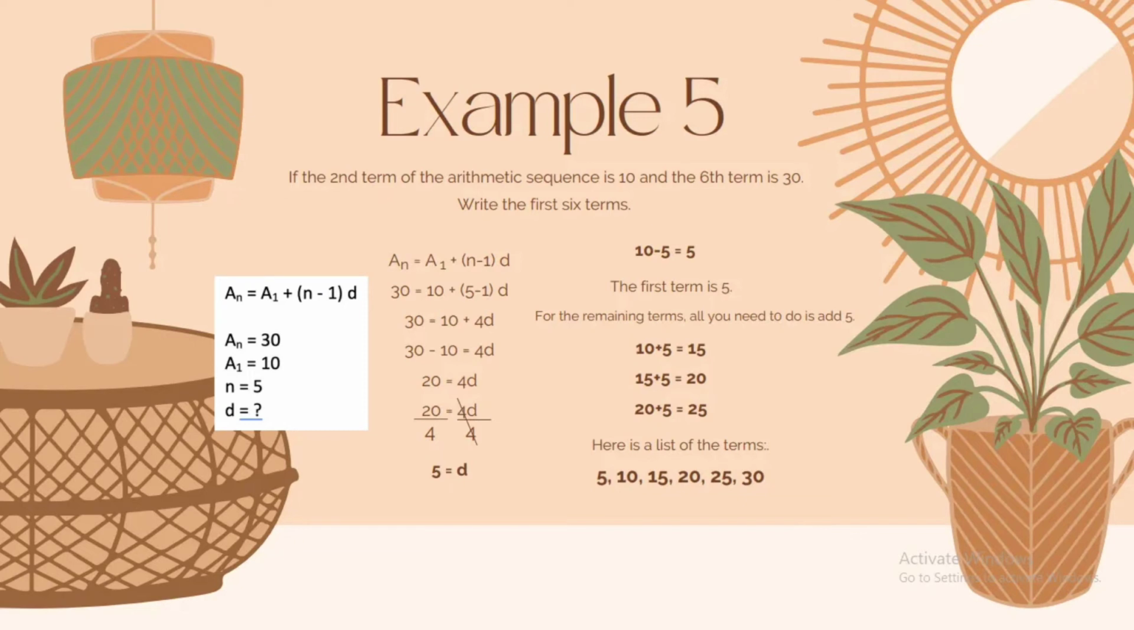For the remaining terms, all you need to do is to add 5. So 10 plus 5 is equal to 15. 15 plus 5 equals 20. 20 plus 5 is equal to 25. So here is our list of terms. So you have 5 as the first term, 10 is the second term, 15 is the third term, 20 is the fourth term, 25 is the fifth term, and 30 is the sixth term.